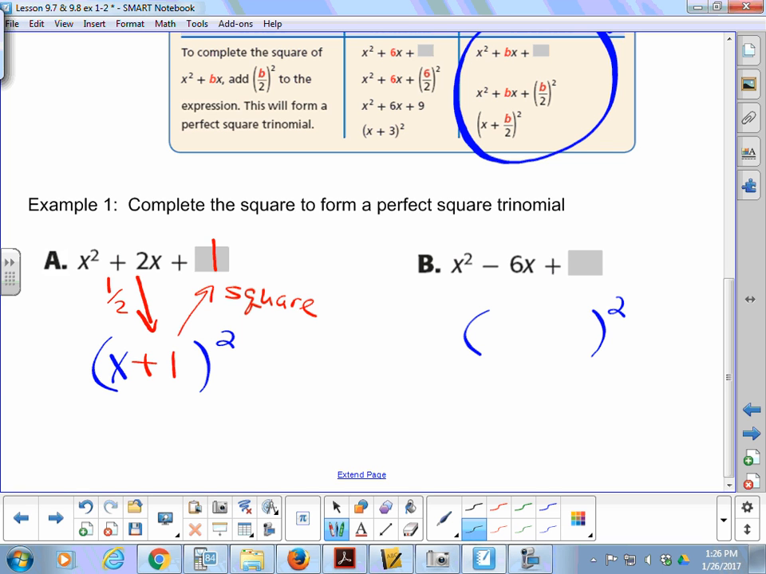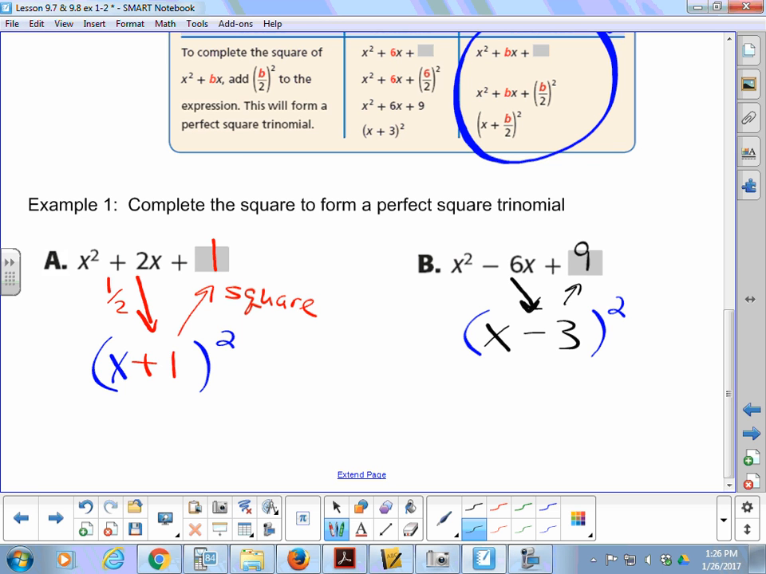All right. So in letter B, it says x squared minus 6x plus some number. So I put my x here. Then I'm going to bring down half of that number. And half of 6 is 3. So this is a negative 3 because that's a negative 6. And then I go up here and I square it, and 3 times 3 is 9.